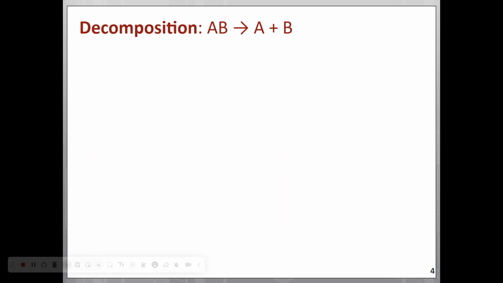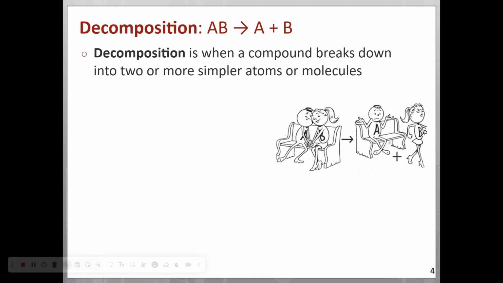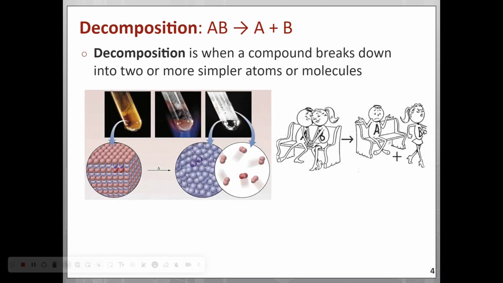Decomposition is simply the reverse of synthesis, where a compound breaks down into its constituent parts. So it'll break down into two or more simpler atoms or molecules in some cases. And to revisit our friends, it would be the reverse, where the couple has a tiff and then they break apart. So in this case here, for example, mercury(II) oxide can break down into mercury and oxygen as shown in the diagram.